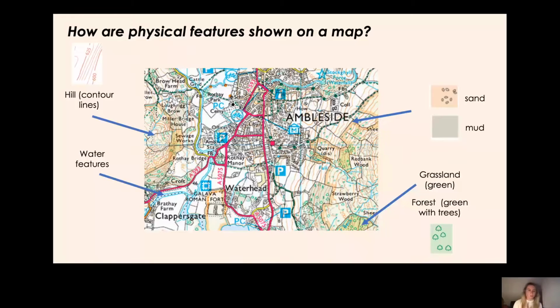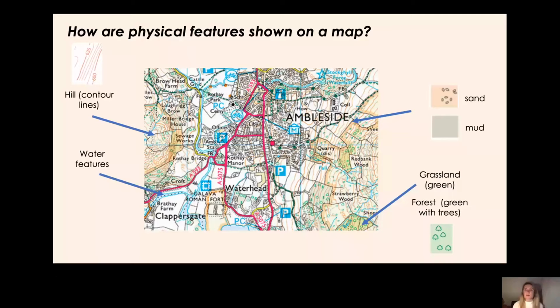Okay, so we've got the water, which is blue, the grass, which is green, and then the green with the trees is a forest. And then we have some areas that are shaded in yellow or in light brown. Now, can you see my arrow is pointing to somewhere that's shaded in yellow? Well, this represents anywhere where there is sand. Okay, so if there was a beach on a map, there would be lots of yellow shading. And then the light brown represents mud. Okay, so anywhere where there's mud will be shaded in light brown.